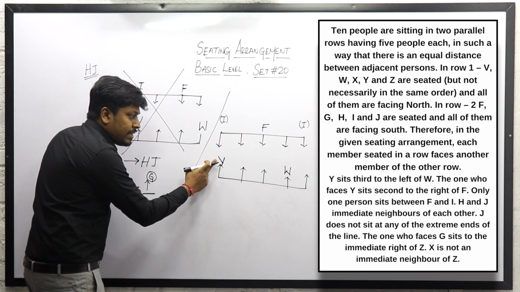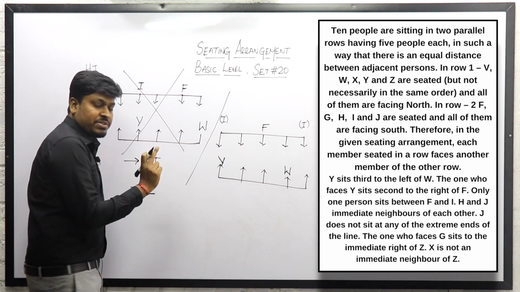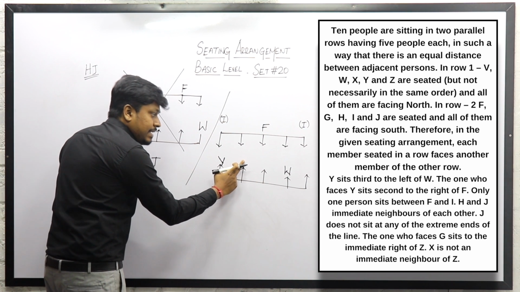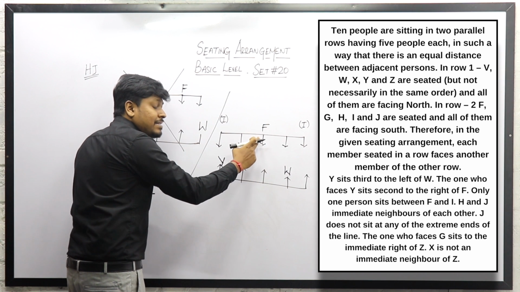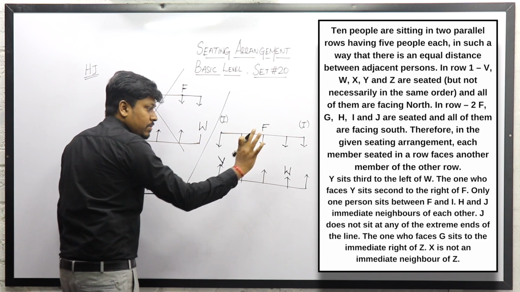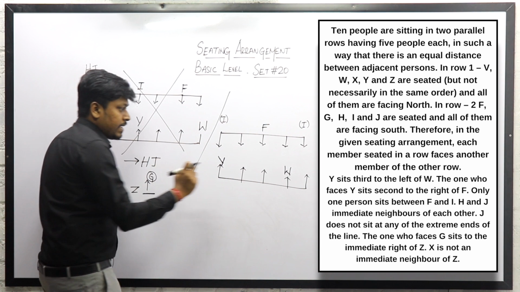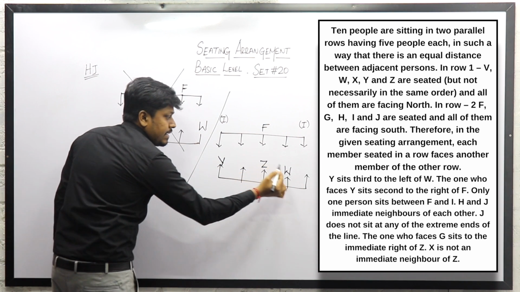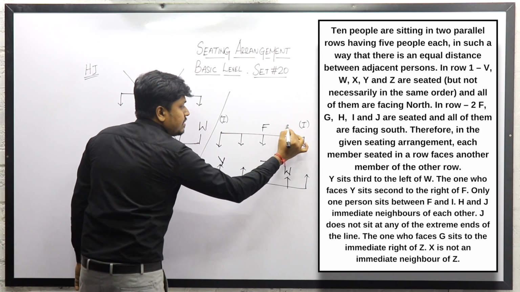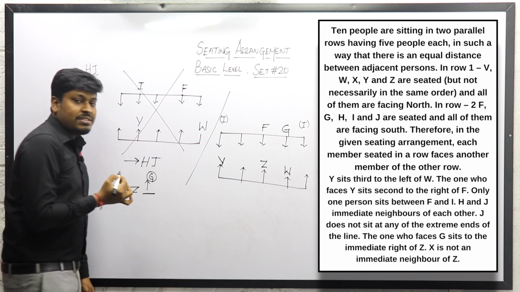We can't fix Z here, right? Because already we fixed Y. If I fix Z here, so Z's right hand side will be this side, and this person should face G. But already F is sitting here. So we can't place Z. If I fix Z here, right? Z's right hand side will be this side. So W will face G. Only one chance, that I should fix G here.